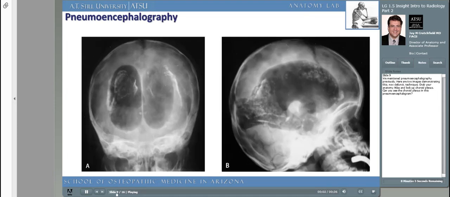We mentioned pneumoencephalography previously. Here are two images demonstrating this now defunct technique. Grab your anatomy atlas and look up choroid plexus. Can you see the choroid plexus in this pneumoencephalogram? What else can you make out? What else can you see? What bones can you see? Are there any fractures? Are there any other abnormalities that you might be able to make out? Take a look at your anatomy atlas and let it lead you through some of the basic anatomy of this now defunct technique.